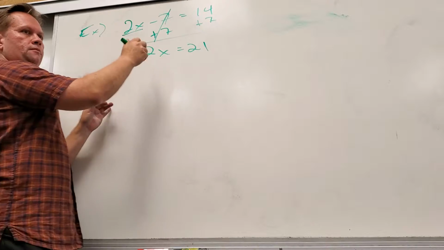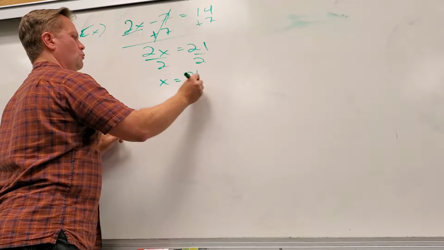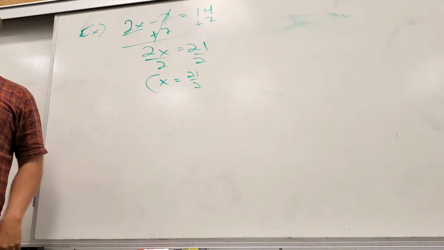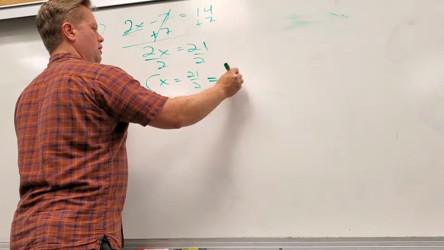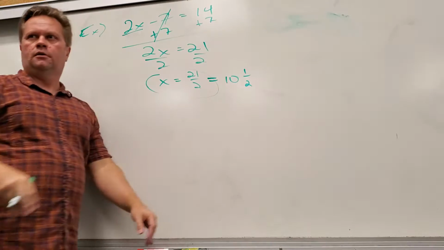And the last step. Divide by 2. If I don't say anything about what way I want to see the answer, you can stop there. Because you can't reduce that, right? What would that look like as a mixed number? 10 and a half. 10 and a half.